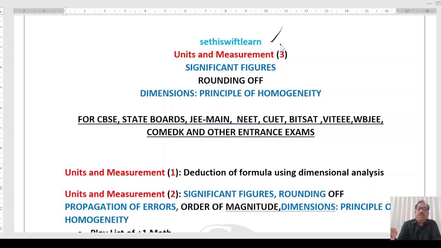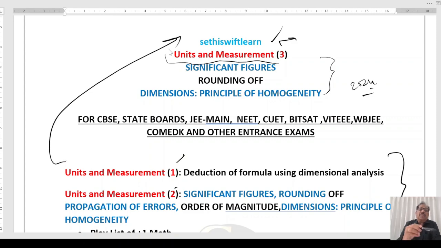In today's session 3 of unit and measurement, again repeating the same concept with more illustrations, taken from JEE Main 2024. In earlier sessions 1 and 2, we discussed all these topics, which you can review on City Shift Club.